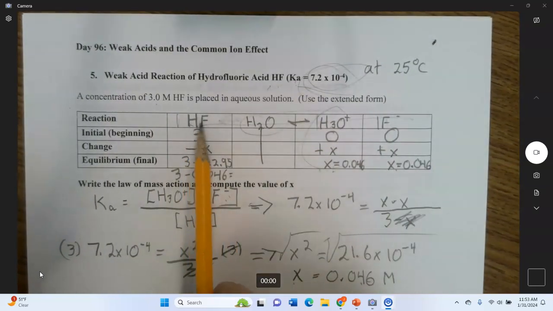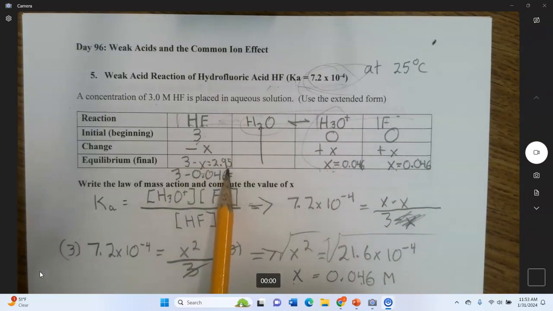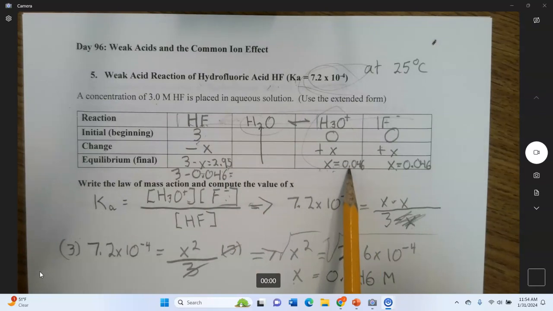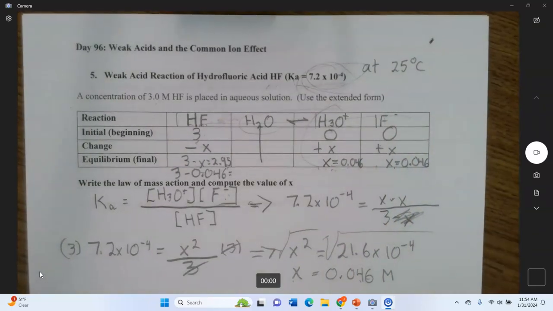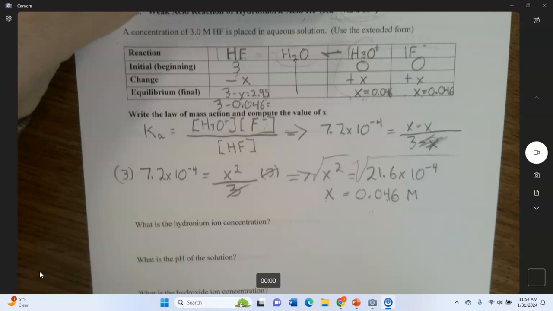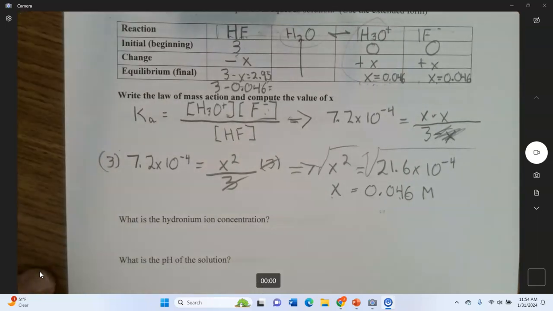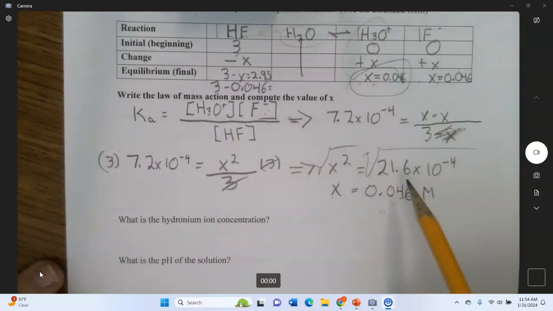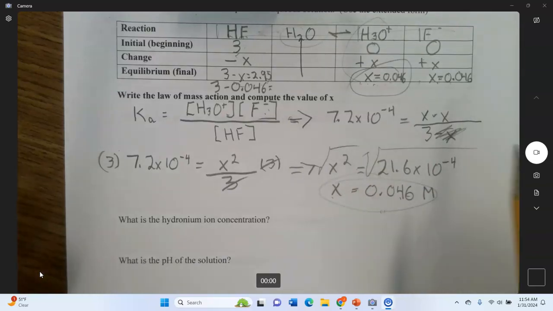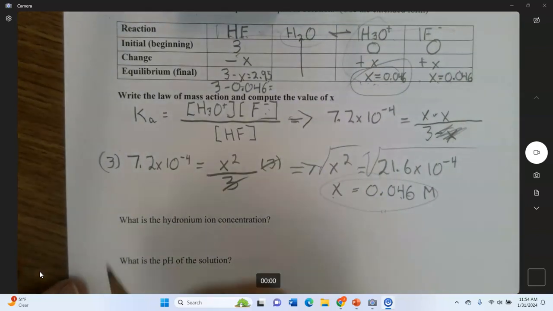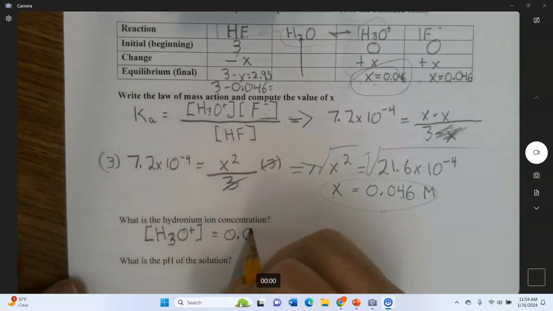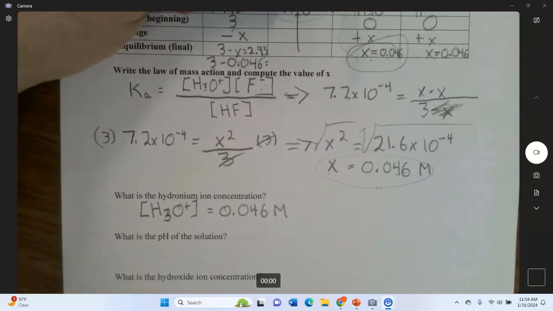So you can see not very much of this dissociated. It went from 3 molar down to only 2.95. That's not a very big reduction. And the amount produced over here was a very small amount of the hydronium and the fluoride. That's pretty typical for a weak acid reaction, okay? So let's answer these questions. What is the hydronium ion concentration? It's that right there. Don't assume it's always X, but it pretty much always is. It's not this, it's what this is up here. So that's this, hydronium, 0.046 molar.